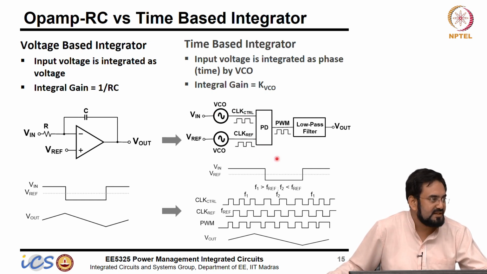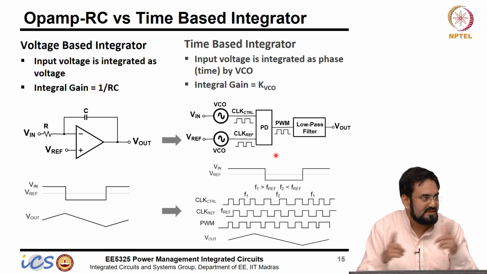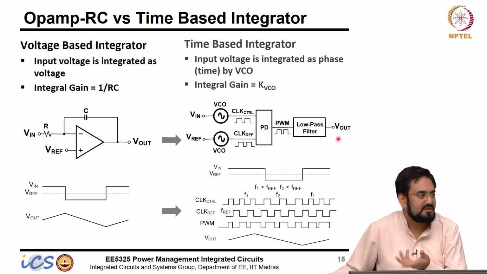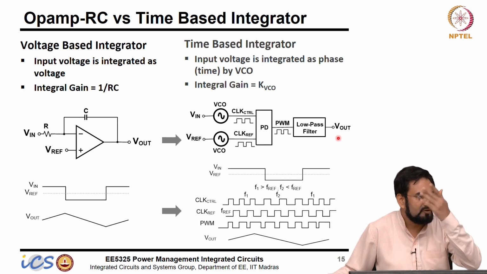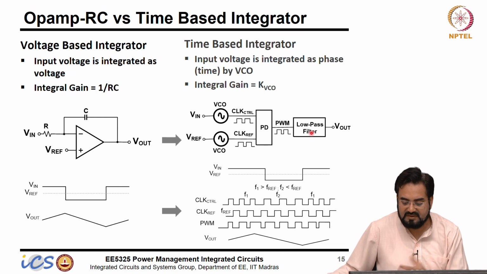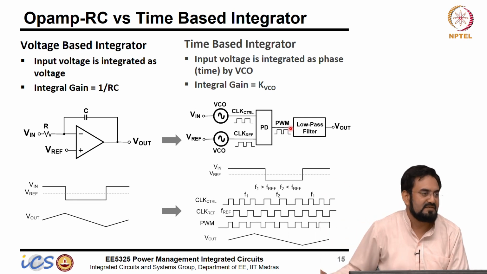Now I have a phase detector which will give me the difference between the two phases, and I get a PWM and pass it through a low pass filter. That PWM will get converted to your DC or low frequency signal. So this filter should have a very low cutoff, where we can filter out all the ripples at PWM and get only the signal frequency.